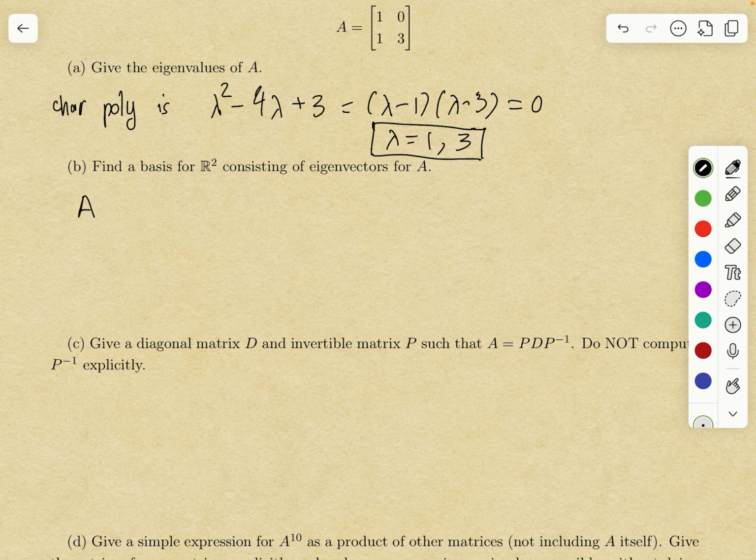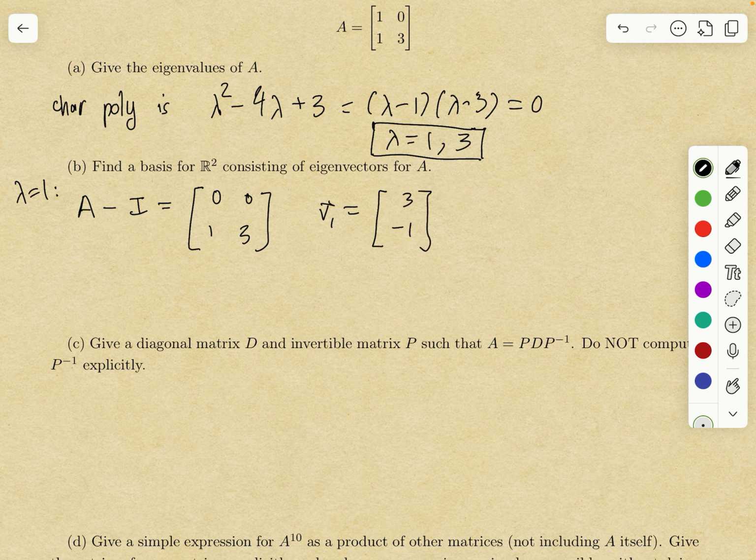The best way is probably just to calculate the null space of A minus lambda I for each lambda. So for lambda equals 1, I'm going to get A minus 1I, so that's A minus I, so I'm going to get 0, 0, 1, 3. So what I'm trying to do is find one vector with the property that if you multiply this matrix by that vector, you get 0, 0. And the easiest way is to just look at the matrix because it's so simple and figure out what would work.